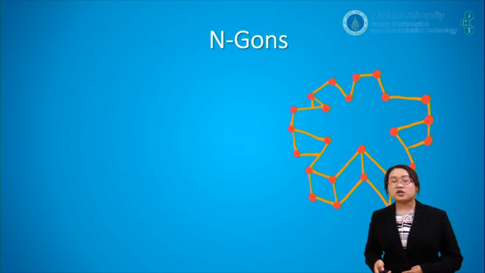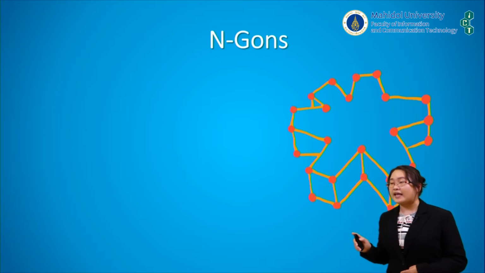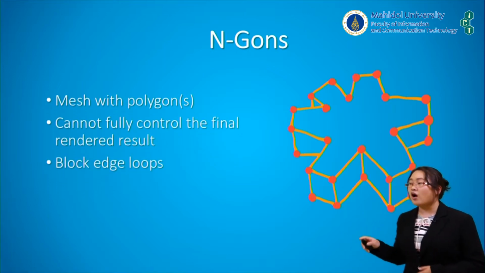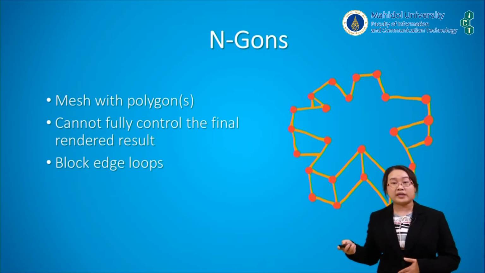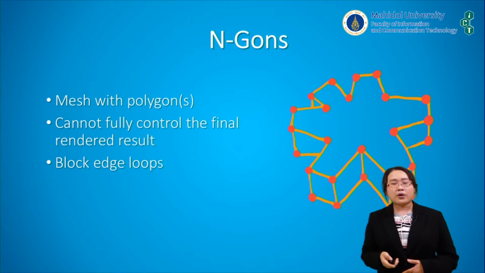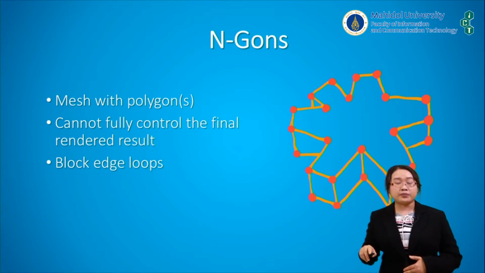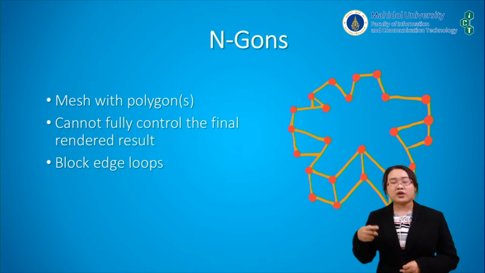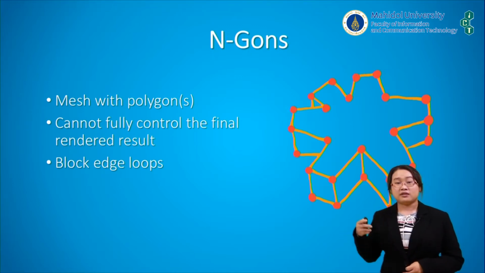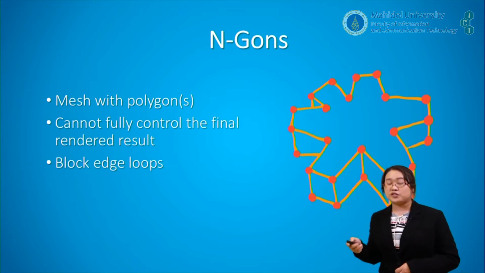The next topology that you should know is the n-gons. N-gons mean any mesh face that consists of more than four sides, for example in this mesh. N-gons are not good because in computer animation software, a lot of features and functions will not work with n-gons. Also, n-gons do not support edge loop and edge ring.